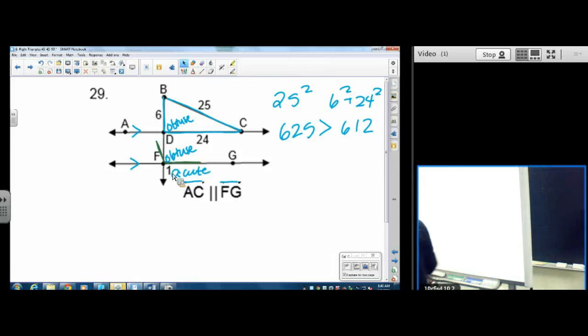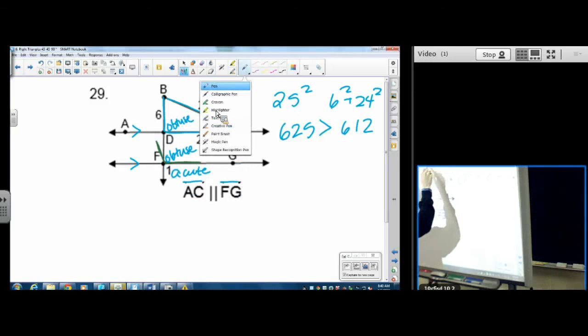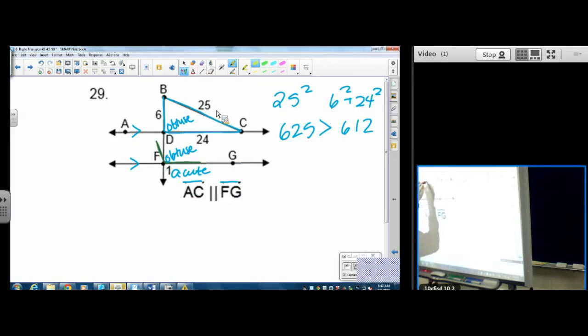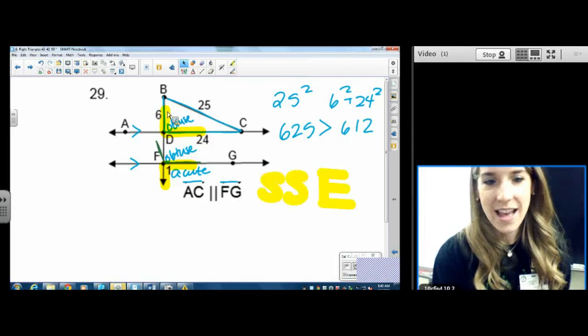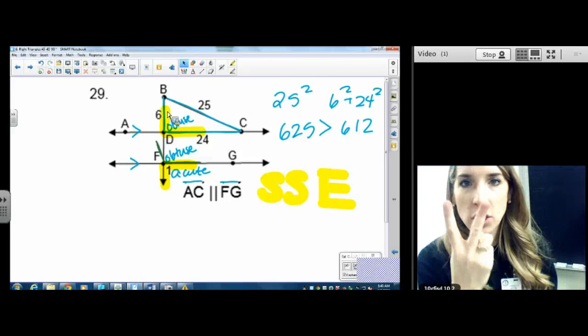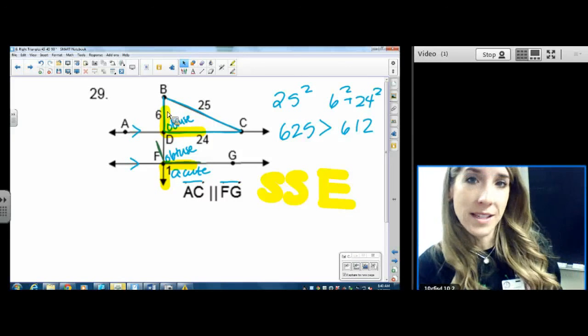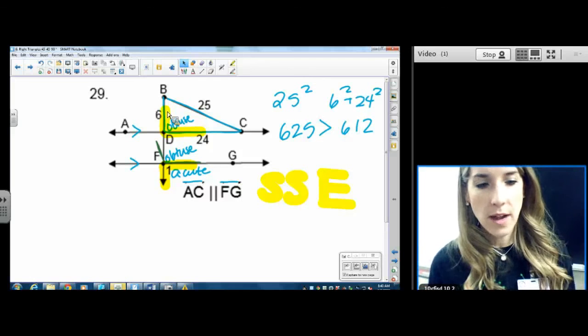Another way to look at this is this angle and this angle are same side exterior angles. Same side starts with an S. That means that angle and angle 1 are supplementary. If two angles are supplementary and one of them is obtuse, well then the other one has to be acute. So the answer to number 29 was acute.